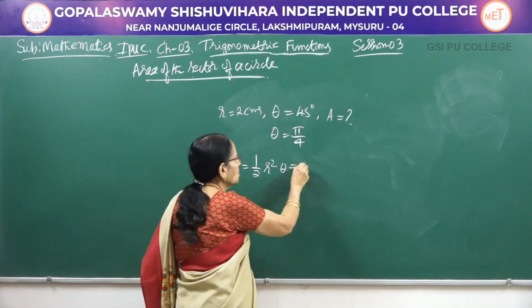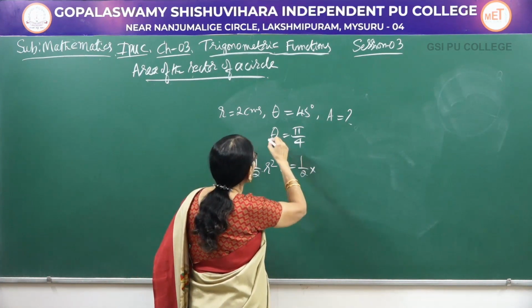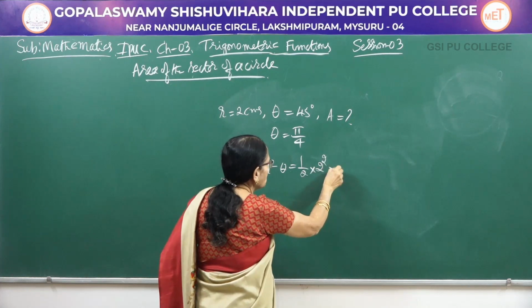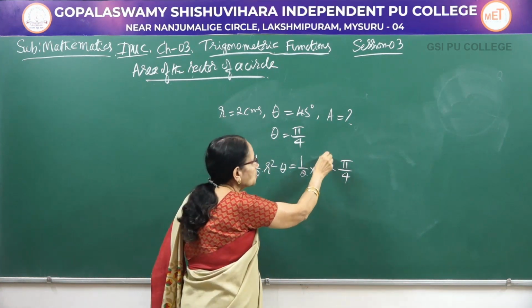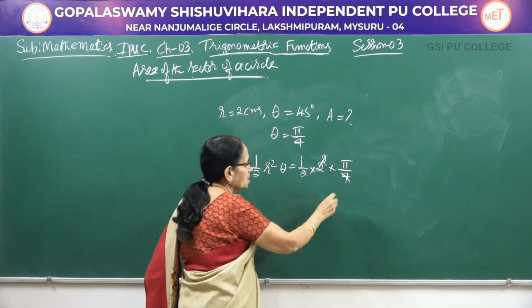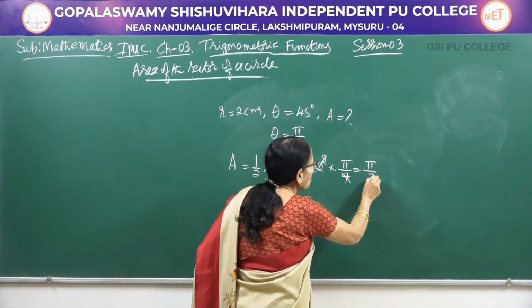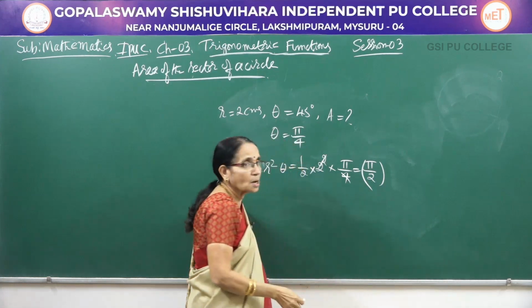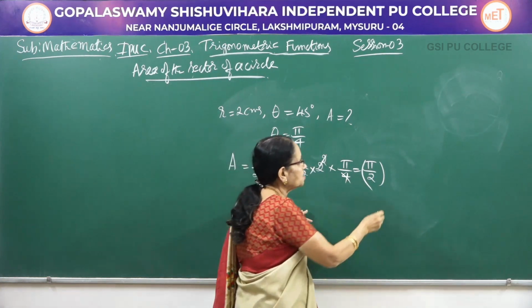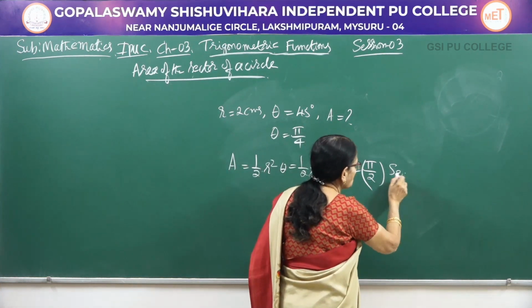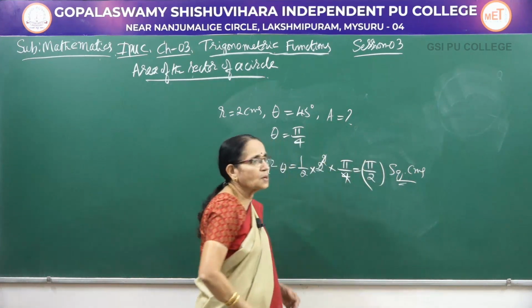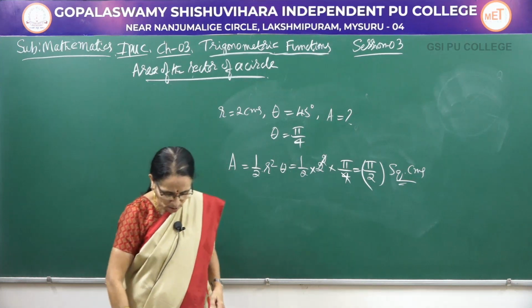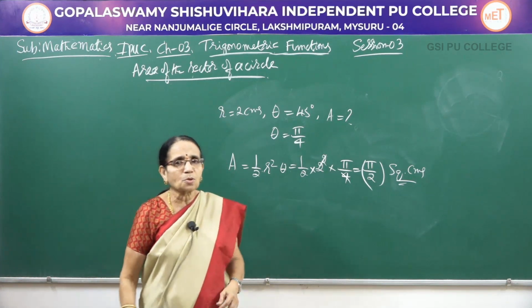Let me write the value. Half into r square means 2 square into theta is pi by 4. Now, 2 square is 4 and the 4s get cancelled. This is equal to pi by 2. So, area of the sector, area is always written in square terms, that is square centimeter, because the unit given is centimeter here. So, it is pi by 2 square centimeter.